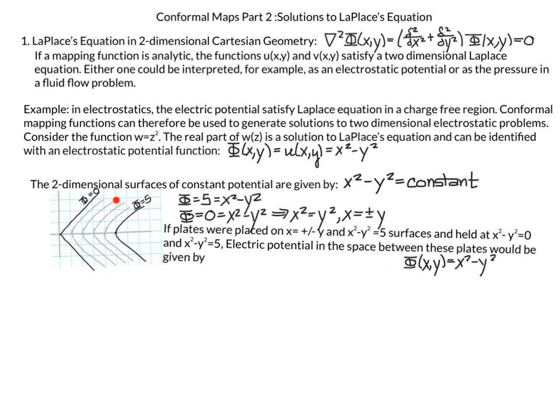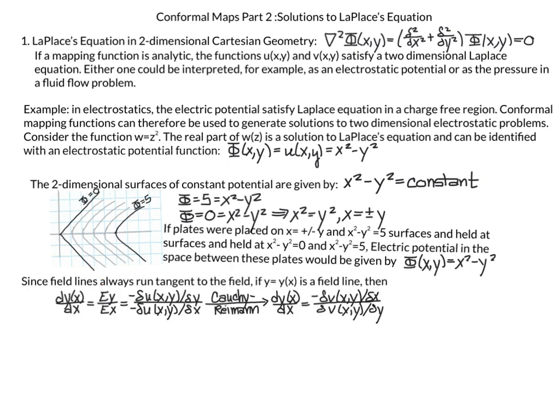And here we have 1, 2, 3, 4, and then 5. Since field lines always run tangent to the field, if y equals y of x is a field line, then dy/dx, that's the change in y with respect to x. In other words, E_y, the partial derivative with respect to y over the partial derivative with respect to x, is equal to minus dU(x,y)/dy over minus dU(x,y)/dx. And by the Cauchy-Riemann equations, that means that's equal to minus dV(x,y)/dx over dV(x,y)/dy.